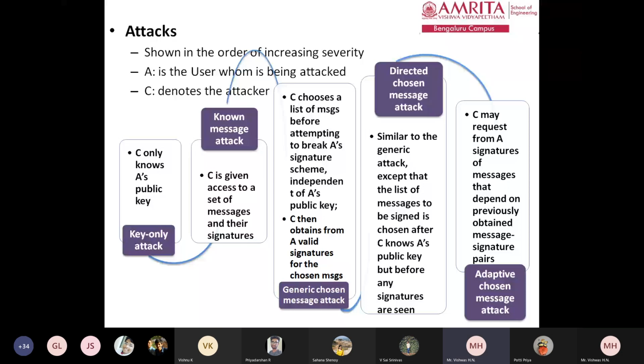Then the fourth one is the directed chosen message attack, similar to the generic attack, except that the list of messages to be signed is chosen after C knows A's public key, but before any signatures are seen. Is that clear? And the last one is the adaptive chosen message attack. C may request from A signatures of messages that depend on previously obtained message signatures. Is that clear?